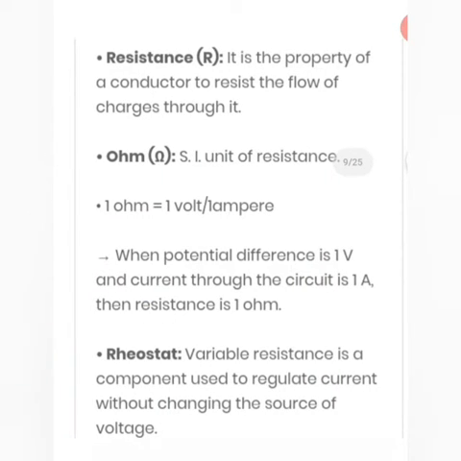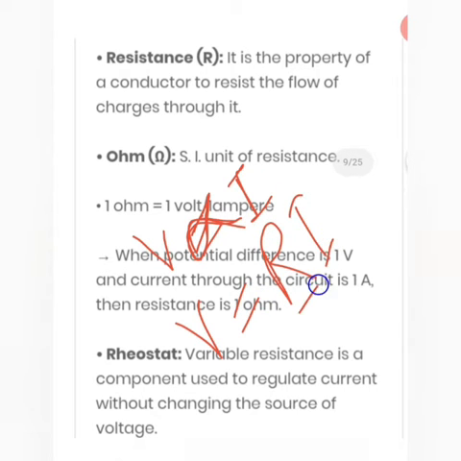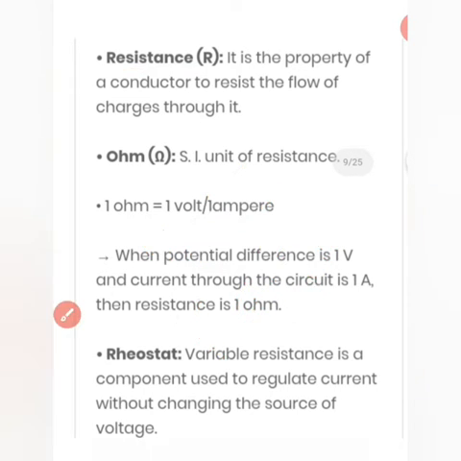Resistance, as I have told, in Ohm's law, when V is directly proportional to I, then replacing this proportionality symbol we need to use some proportionality constant, and that is R, which is actually resistance. It is the property of a conductor that resists the flow of charges through it. So resistance is the property of a conductor through which it is capable of resisting, meaning opposing.